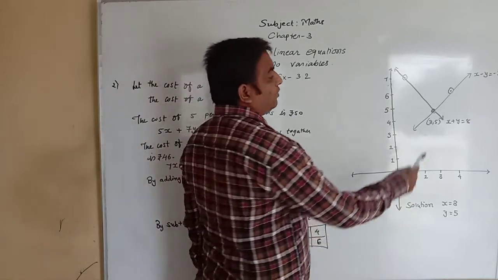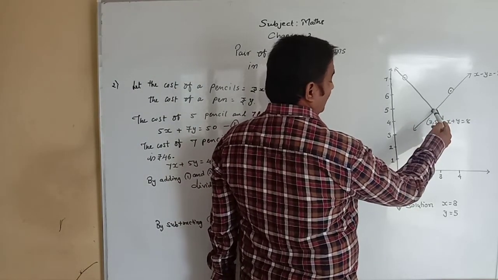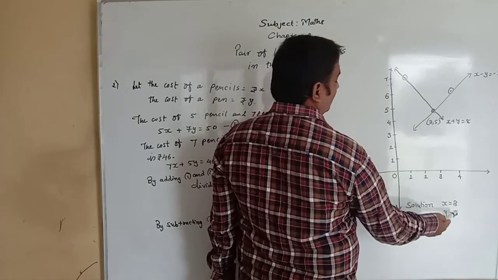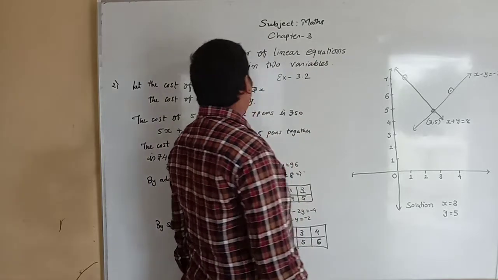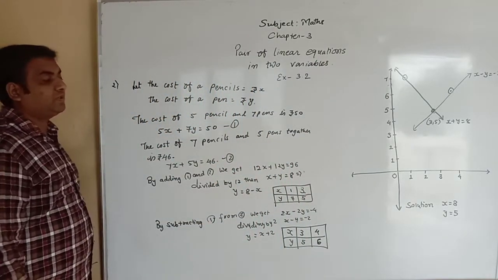So we can see that both the lines are intersecting at the point 3, 5. So the solution of the equations is x equals 3 and y equals 5. And so the cost of a pencil is rupees 3 and the cost of a pen equals rupees 5.